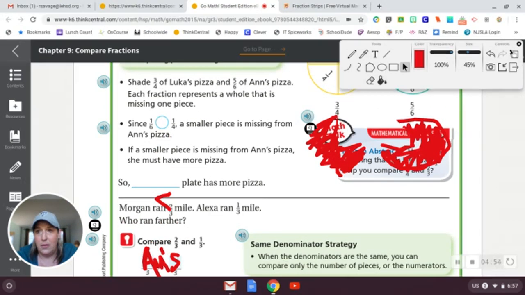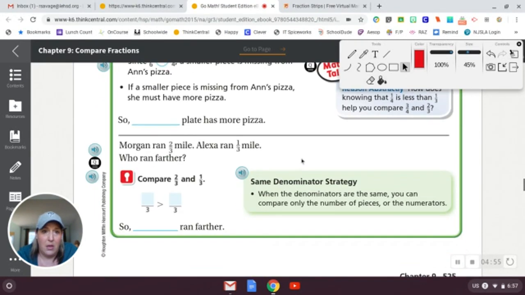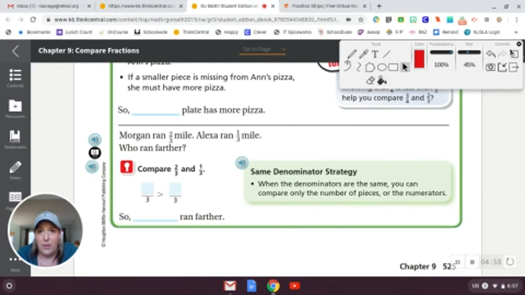Okay, let's move on. Here's another problem. Morgan ran 2/3 of a mile. Alexa ran 1/3 of a mile. Here's a strategy, same denominator strategy. When the denominators are the same, you can compare the numerators. You can compare the number of pieces.